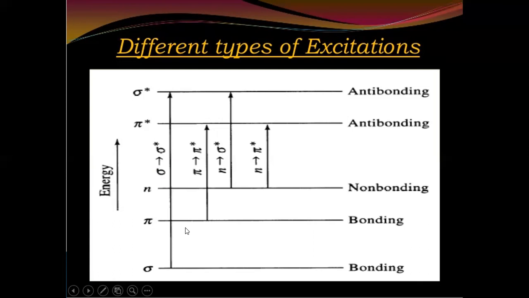Now the energy order, if you see, sigma to sigma star is having high energy, low wavelength. Then pi to pi star, wavelength increased, energy decreased. Then comes the n to sigma star, more energy, less wavelength. And coming to the n to pi star, it has the least one, which is having less energy and more wavelength.